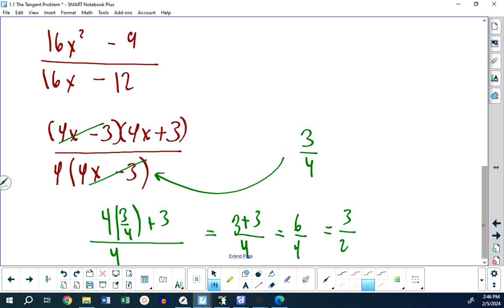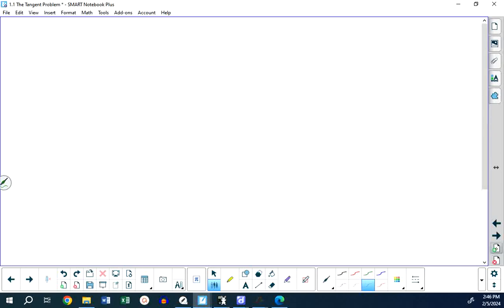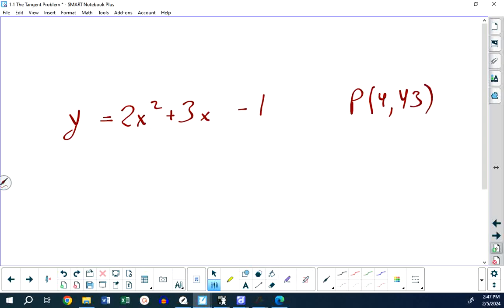And it doesn't matter. Let me show you. Let's say we have the function y equals 2x squared plus 3x minus 1, and we have a point. Give me an x coordinate that's not crazy. 4. Calculate the y coordinate. I'm not trying to rush you. I'm just saying everybody calculate the y coordinate. I'm getting that, but yeah?